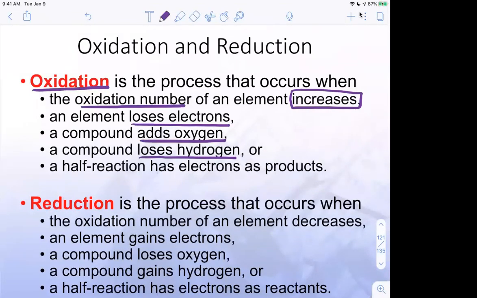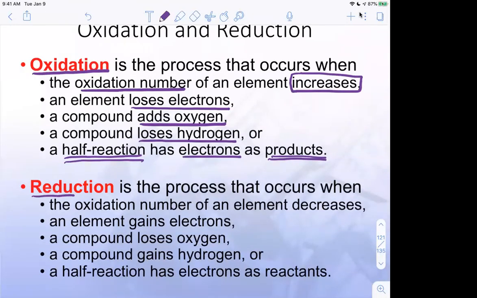And then if a half reaction has electrons as products. These half reactions are when I take the entire redox reaction and I isolate the elements that are undergoing oxidation as one reaction, and then I isolate the elements that are undergoing reduction as one reaction. So basically, I'm looking at the oxidation process separately and the reduction process separately. The half reaction for oxidation is always going to have electrons as products.